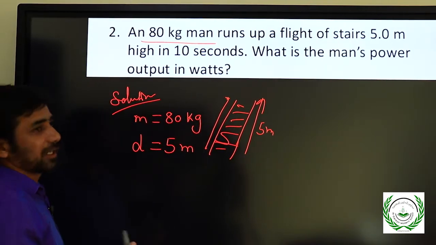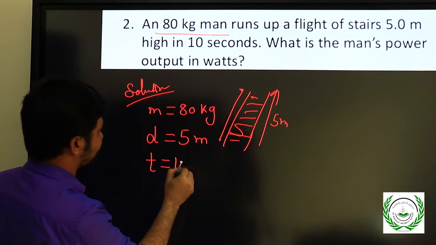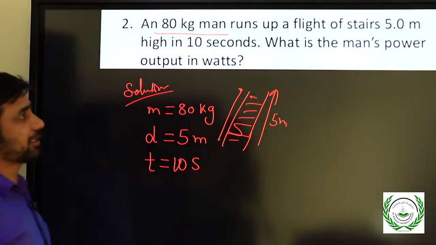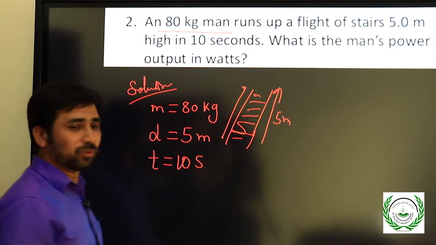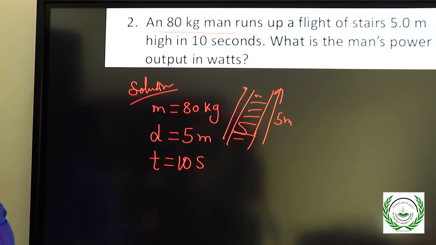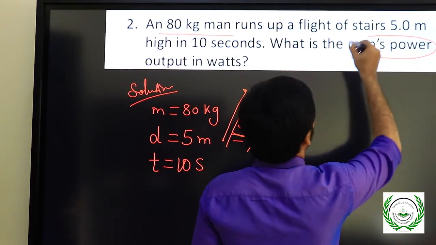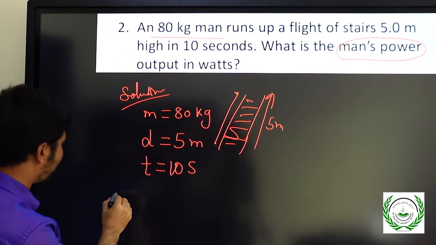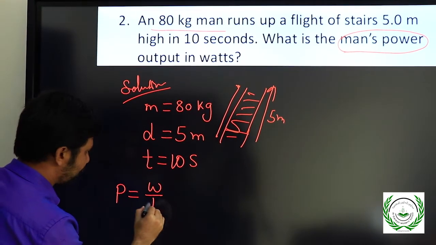Who is having the mass? 80 kg. Next, in how much time? Within 10 seconds. Within 10 seconds he has reached the stairs of 5 meters, whose mass is 80 kg. So what is he asking to find? Man's power. So what is the formula for the power? P equals W by T.